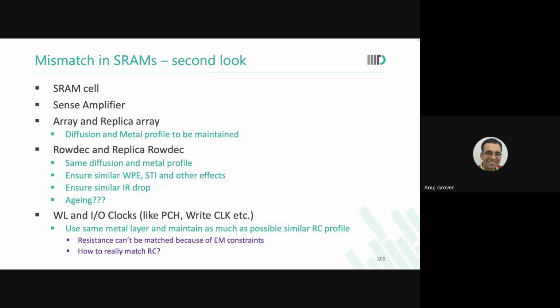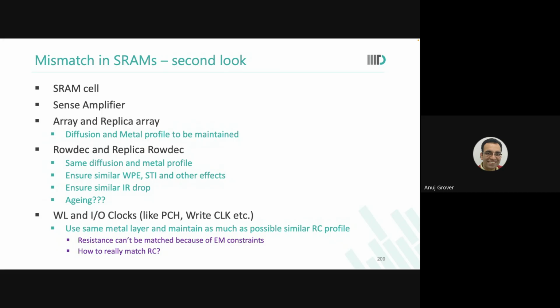So another look at mismatch when we talk of SRAMs. Till now we had only looked at memory cells and had such detailed discussion only on sense amplifiers. The first look that we had, we talked about various figures of merit. You have to do Monte Carlo, you have to do this, you have to do that, all of that. But now I'm saying there's more to it than that. We're talking about replica array and memory array.